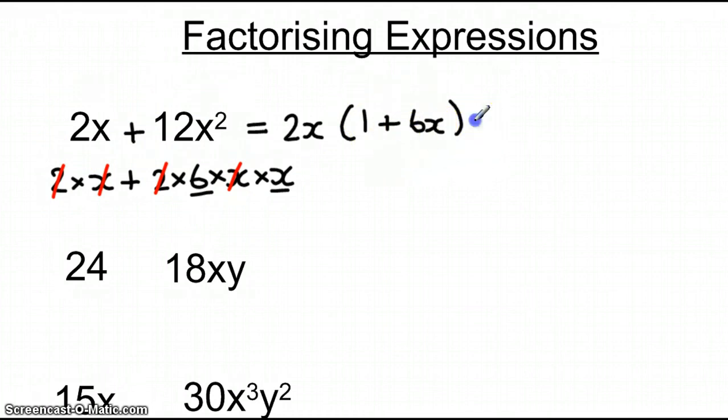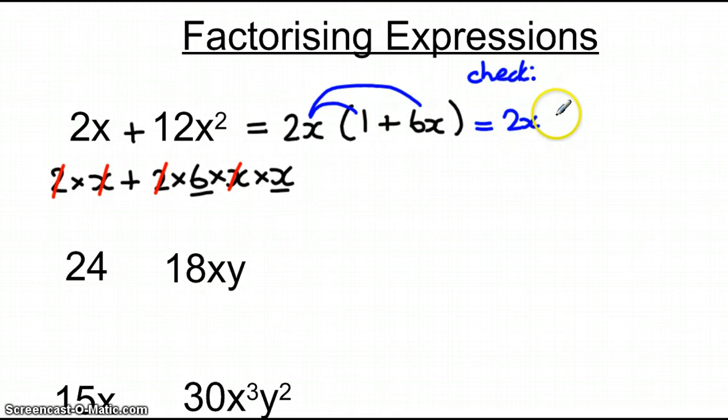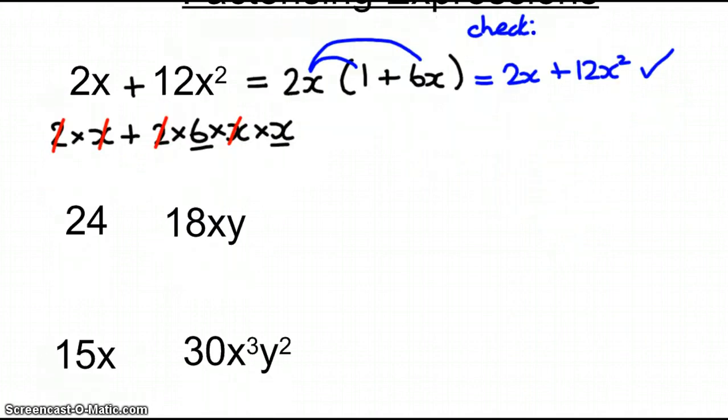If you're ever unsure and you want to check you got it right, you can always expand the brackets just to check. So let's have a quick check. 2x times 1 is 2x, 2x times 6x, or 2 times 6 is 12, and x times x is x squared. Okay, that works.